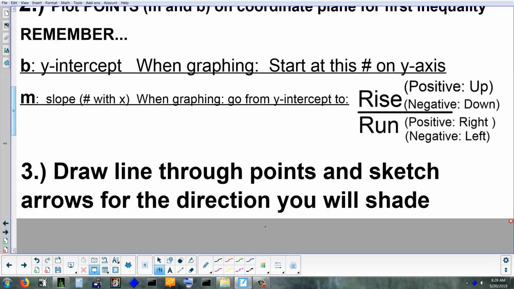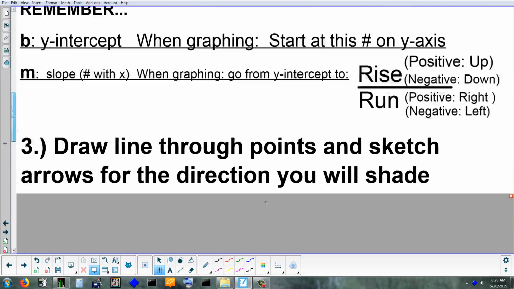Okay, so after you got your dots, now you're going to put in your line. Two things you have to decide when you're drawing your line. You have to decide, should we make it solid? Should we make it dotted?